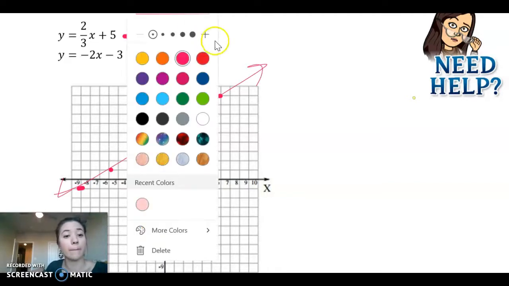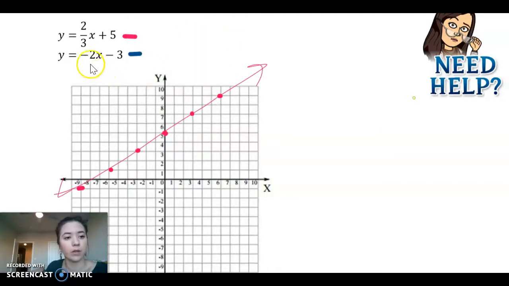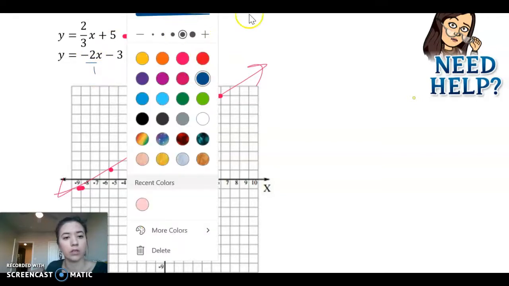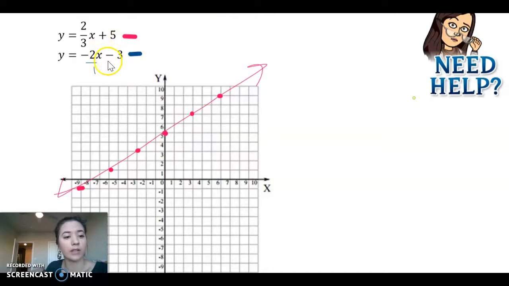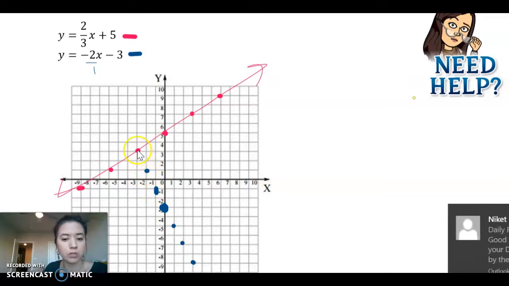For graphing the bottom one, alright, so we have a y-intercept here of -3. Again, remember that negative sign is important. And my slope is -2 over 1. So that means I'm going to go down 2 over 1. Alright, so it looks like we're going to have to go back the other direction. So we're going to go up 2 over 1.